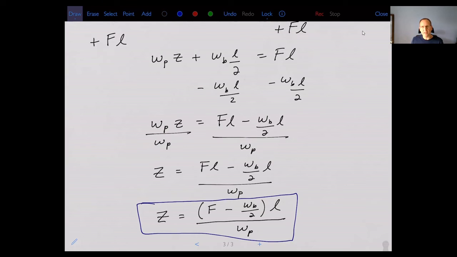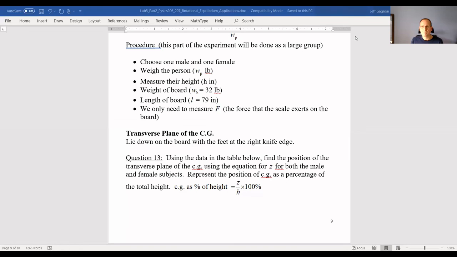Okay, so that's the equation you want to use. So let's go back to the handout. Okay, so for this, I found some old data that I had from 2 students. So typically we choose one male and one female, so we can compare the locations of the center of mass later. So we did that, right? Weigh the person because we need WP. We measured their height, right? And that's going to be in inches, so everything's consistent. We know the weight of the board is 32 pounds. That's given to you. And we know the length of the board is 79 inches. That's given to you, right?